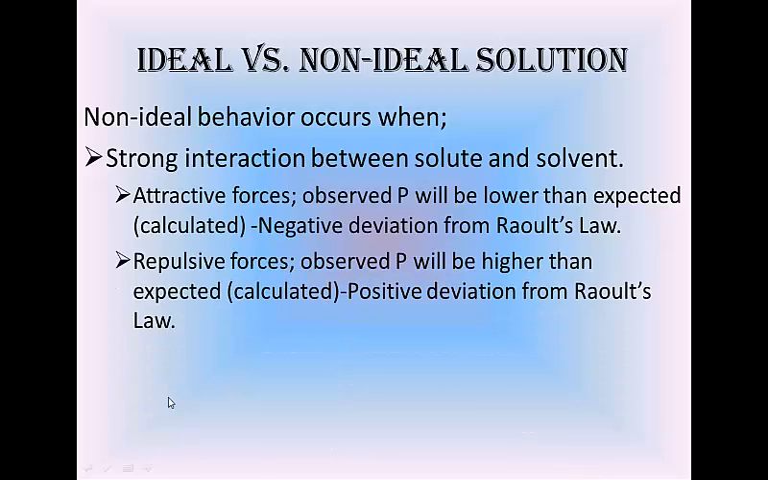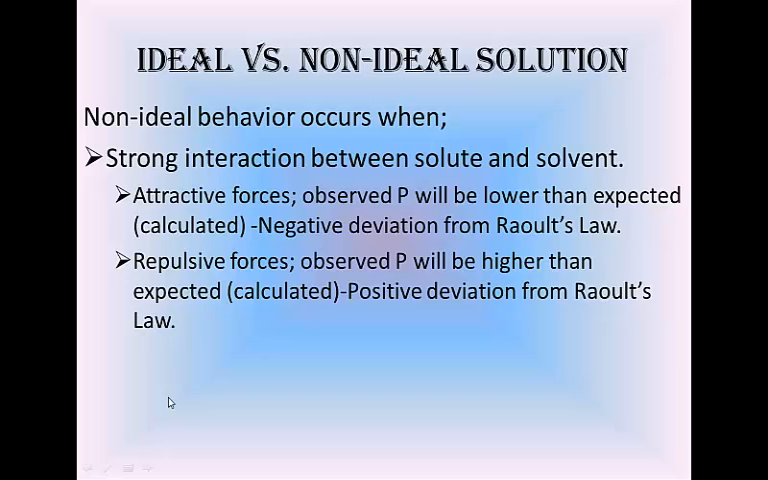Alright, a negative deviation from Raoult's law will occur when there are attractive forces going on between the solute and the solvent. The solute that's attracted to the solvent is holding the solvent particles in the liquid form and is just hanging onto them so tight that they cannot escape into the vapor. So your actual pressure of the solution, your experimental one, the one you measure, is going to be less than what you calculate because of that attractive force.